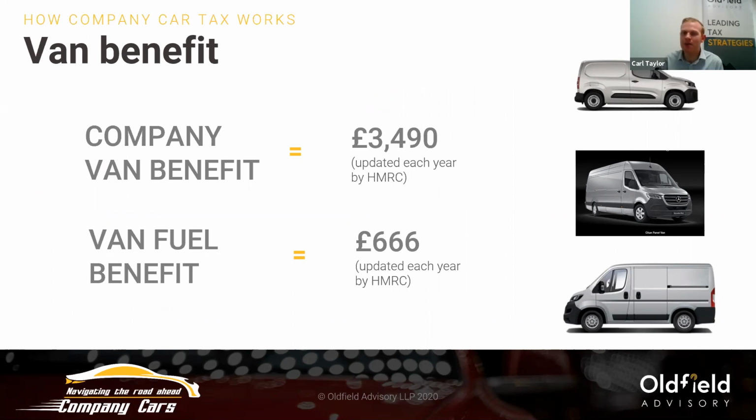Basically, HMRC publish a fixed benefit in kind amount for vans and for van fuel benefit every year, and they update that each year. It doesn't actually matter what the emissions are of the van. It doesn't matter how big it is, how small it is, what shape it is. Doesn't matter how luxurious it is or not. The benefit in kind is just a fixed amount that's updated by HMRC on an annual basis.